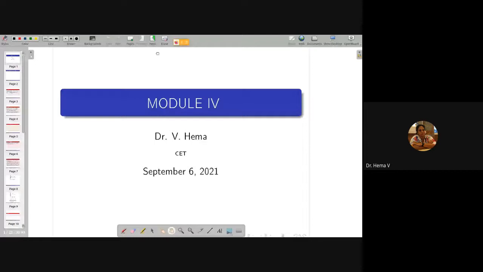Lagrange's interpolation method. Okay, all of you keep a calculator with you.